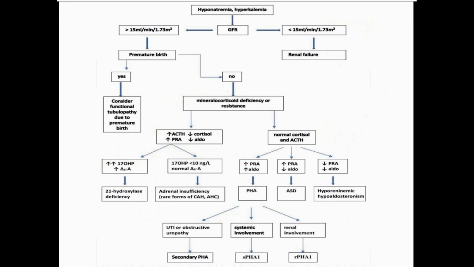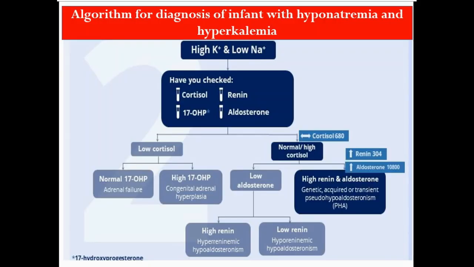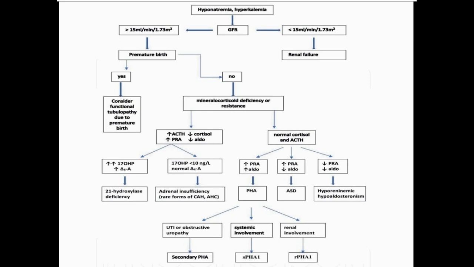This is an algorithm for the differentiation of these cases. The first step, we have to check that this patient has a normal glomerular filtration rate, and to check that we have a full-term infant, not a premature, to exclude the tubulointerstitial tubulopathy that a premature has.